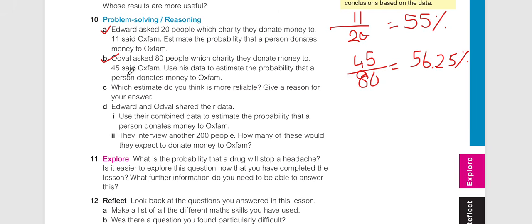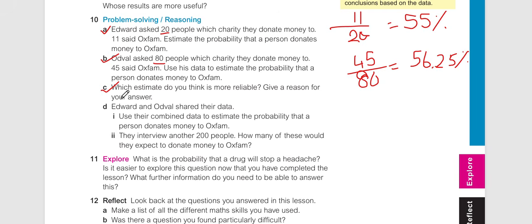Now these two are two people, right? And they have asked from two different groups of people. Two different groups mean two different numbers of people in each group, right? The first one asked from 20 people, but the second one asked from 80 people.